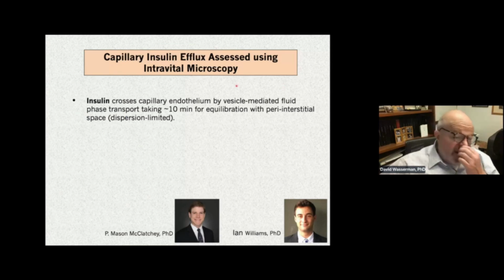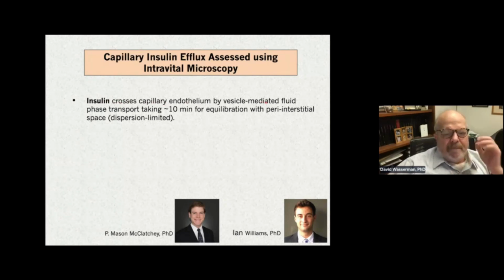So I'm going to summarize some studies we did. This slide will summarize about 5 years of work from two outstanding postdocs at the time. And what they found is that insulin crosses capillary endothelium by a vesicle-mediated fluid phase transport mechanism. And this is where the lag occurs.